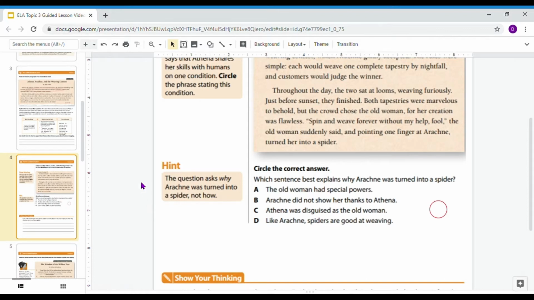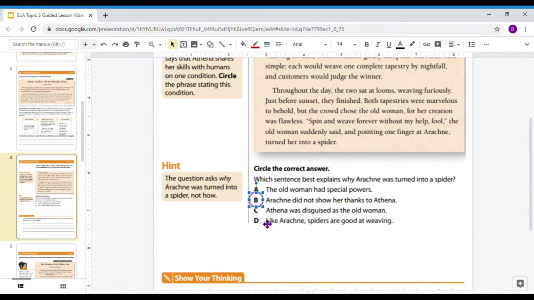So looking at this hint, because I know that many of you, because I'm thinking the same thing, are thinking that maybe Athena was that old woman that beat her in the weaving process. However, this question is asking us why. So why was she turned into a spider? Not how. Why was Arachne turned into a spider? Because she didn't show thanks to Athena. It has nothing to do with who did it, but why it happened. And that correct answer would be B.